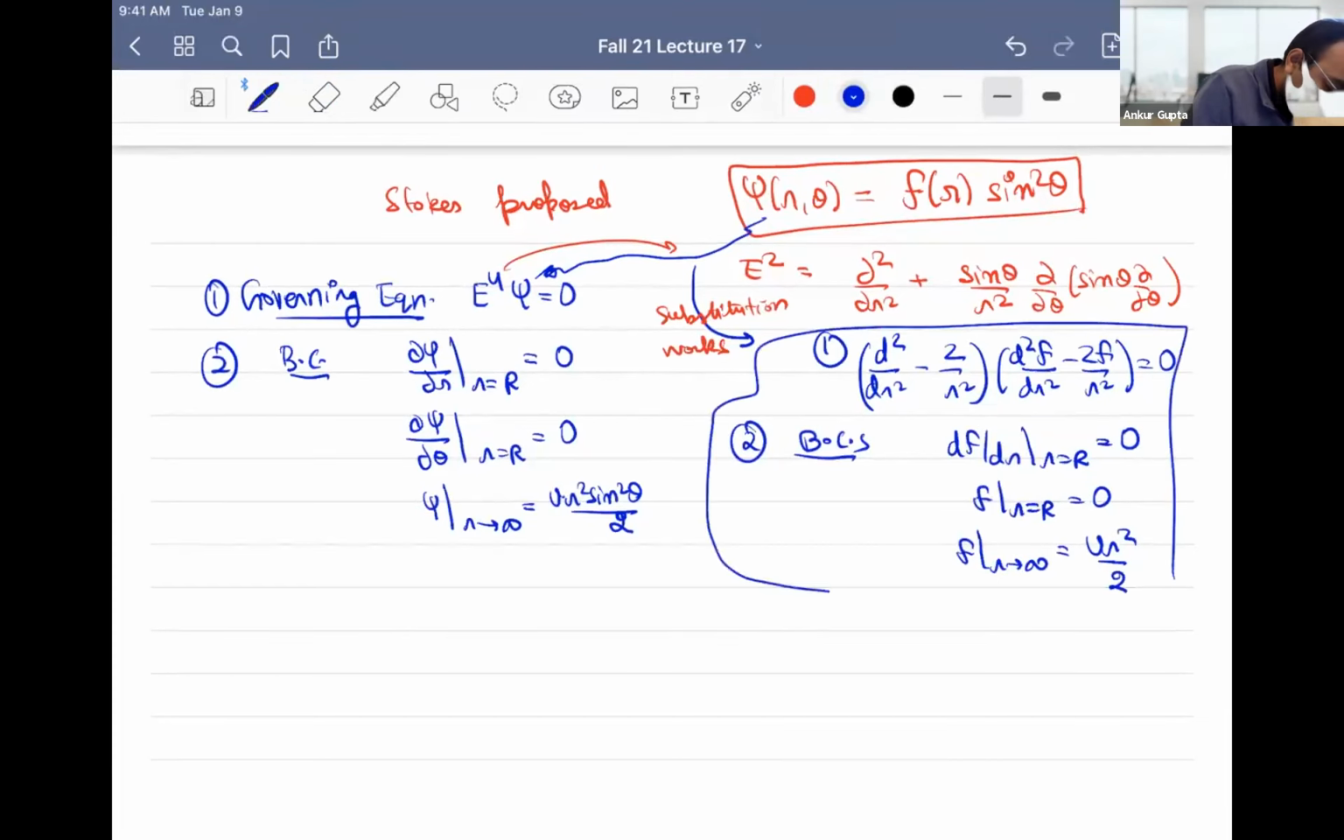So this is now my new set of governing equations and boundary conditions that can give us the stream function. Okay, and I skipped the step of deriving the governing equation, but I hope you will be able to do that at home. It's very instructive.